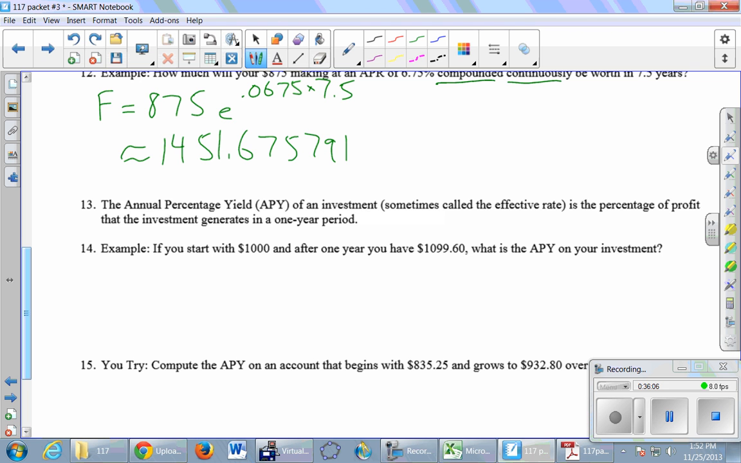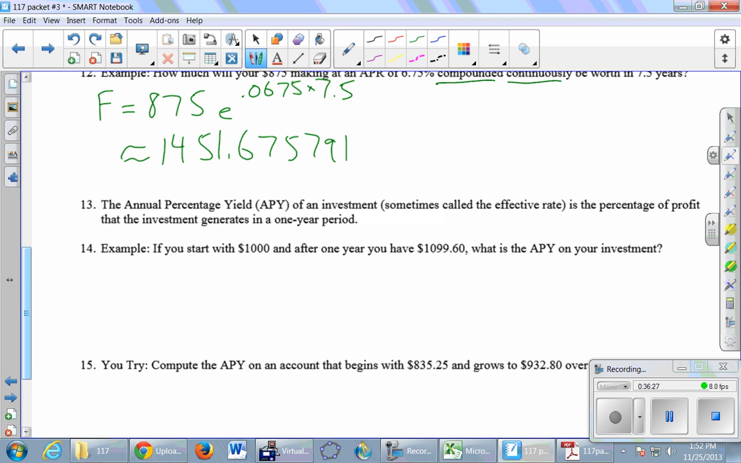APR, like if I said 6.75%, that's an APR. But if I say 6.75% annually versus 6.75% monthly, that's different, right? They're different. Even though it's the same 6.75, it's different because I'm compounding a different number of times per year.